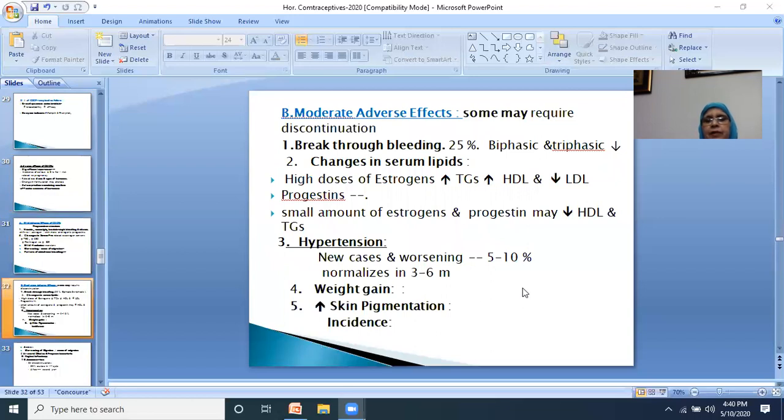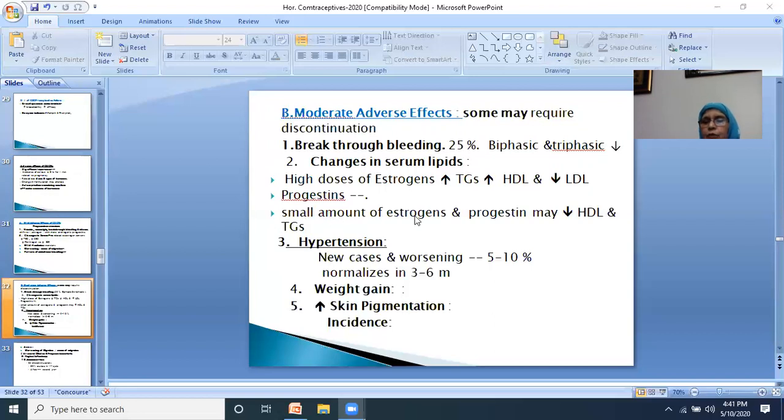In moderate adverse effects, some of them may require discontinuation. Breakthrough bleeding occurs in 25% of patients. If we give biphasic or triphasic contraceptives, then this can be decreased. Then there are changes in serum lipids: high doses of estrogen increase triglycerides, increase high-density lipoprotein, and decrease low-density lipoproteins. Progestins produce reverse effects.